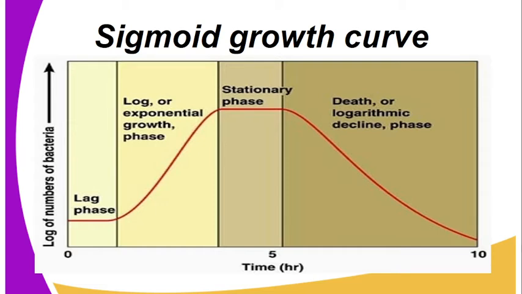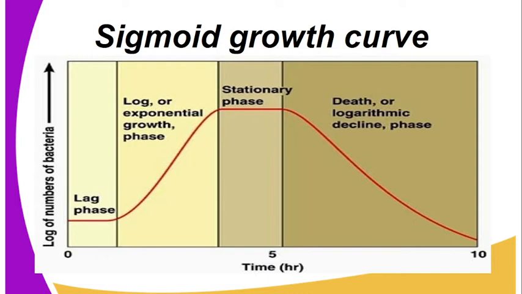The second phase is the log phase, or we can call it what? Exponential phase. So in the exponential phase, you can see the growth increases rapidly, or exponentially. There are reasons for that. Number 1, the cells dividing have increased, and then the cells have adjusted to their environment.